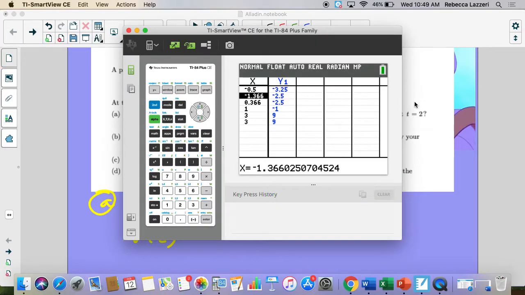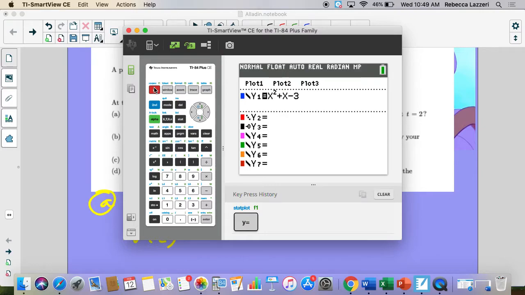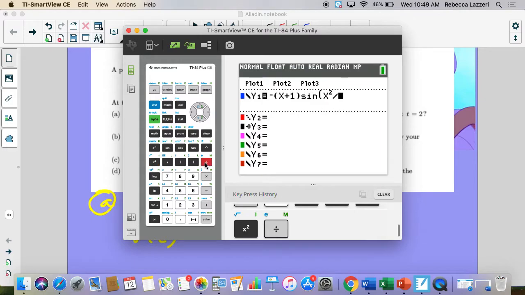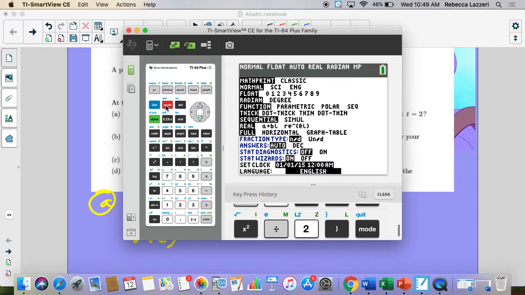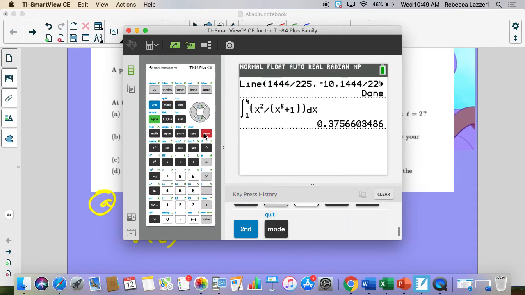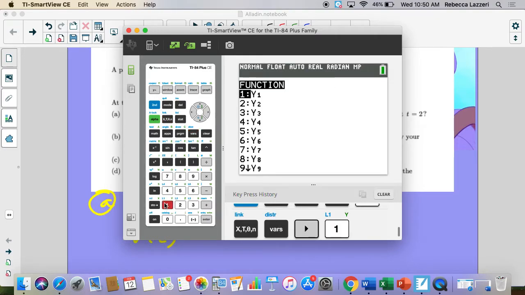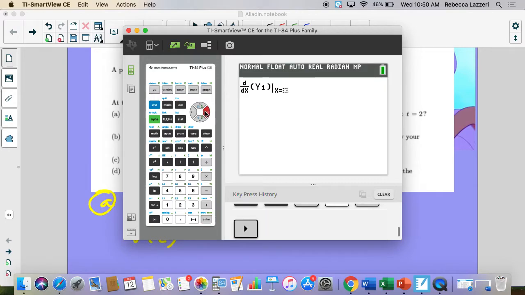I'm going to go to y equals, and put it in my y board. It's a calculator active problem, so I'm just going to use x plus 1 sine of x squared over 2. And I'm going to check my mode, and I'm in radians. Now I'm going to go to math 8 and take the derivative in terms of x of what I have in y1. Remember to change what you have in y1 from problem to problem. Sometimes I forget to do that. And I want to do it at 2.